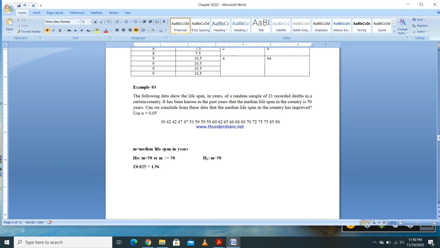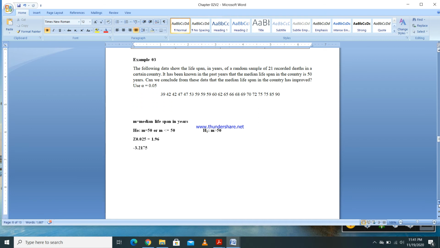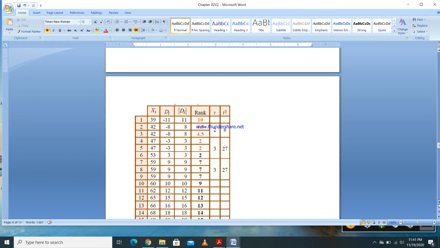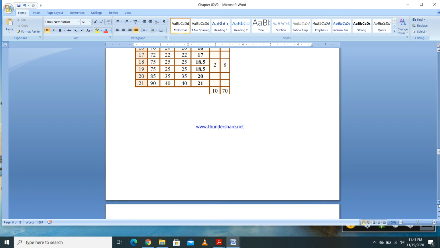When you take 1.96, here we have received a minus figure, because our test statistic is minus 3.2175. So it's not inside the critical region, so we can write that we do not have enough evidence to reject our null hypothesis. That is, we cannot say that the lifespan has been improved in this country. So that's how you can use the large sample approximation when you are applying the Wilcoxon test.